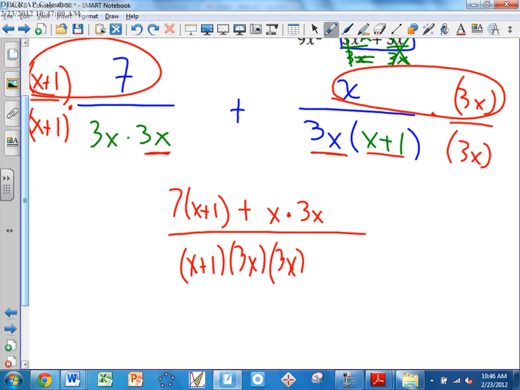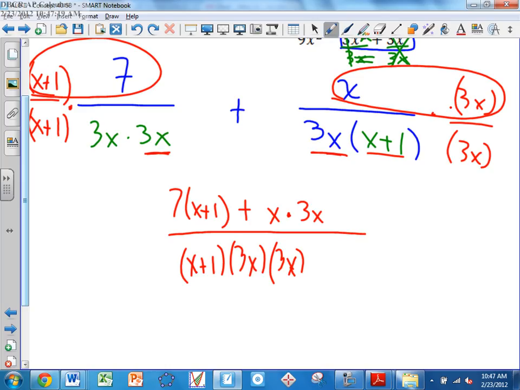Okay? Again, this is where I'm at right now. Does everybody understand what I'm doing? So the denominator, did I do anything to it really? Once they were common, I didn't do anything. But the numerator, I combined. I saw that this was 7 times the quantity X plus 1 plus X times 3X.